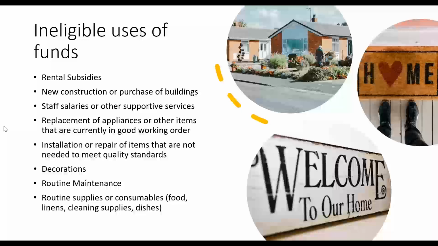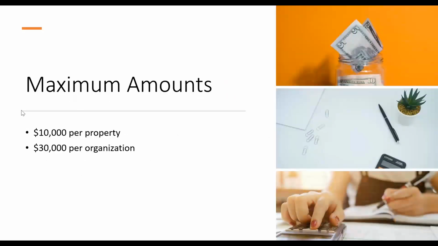We cannot pay for decorations. We can't pay for routine maintenance or routine supplies or consumables. So we cannot buy your cleaning supplies, your dishes, linens. You cannot use these funds for those items. And we cannot do routine maintenance. So if there's just routine maintenance that's involved in the upkeep of a house, these funds can't be used for that. And there are maximum amounts.